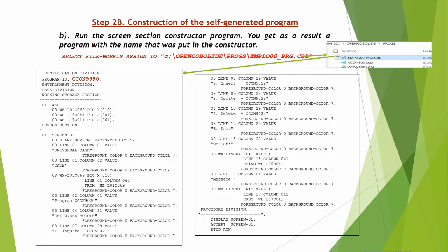Step 2B. Construction of the self-generated program. Run the Screen Section Constructor program. You get as a result a program with the name that was put in the constructor. Please note that the self-generated program has as its internal name in the program ID the name CON9990, which is always the same and must be manually changed to the name of the application program that it will have.